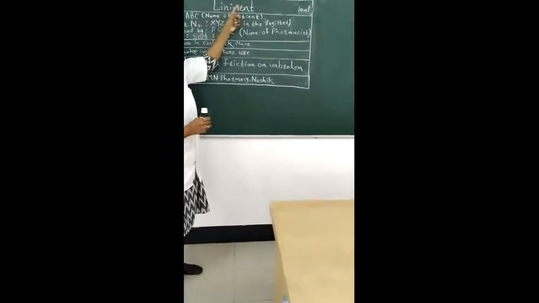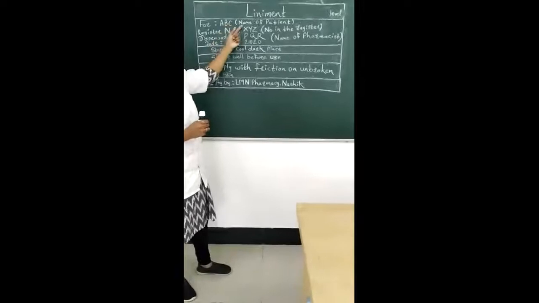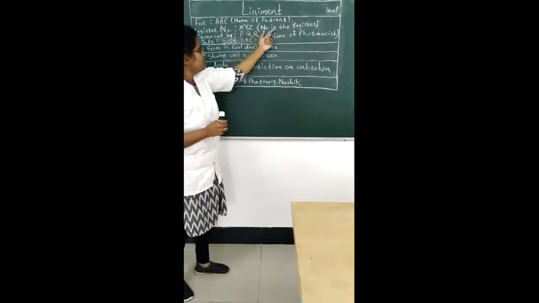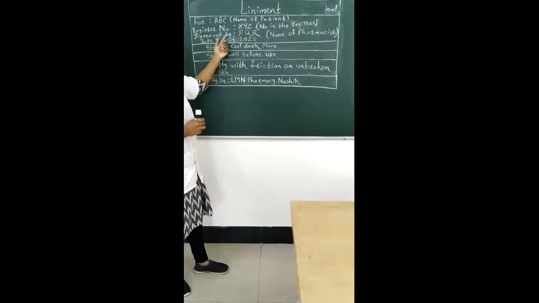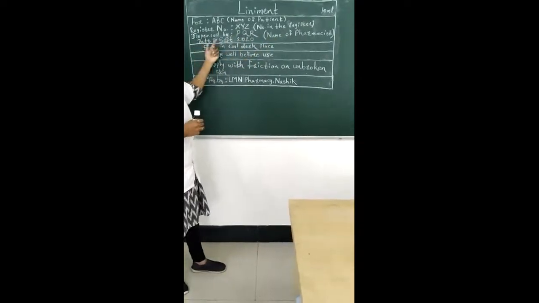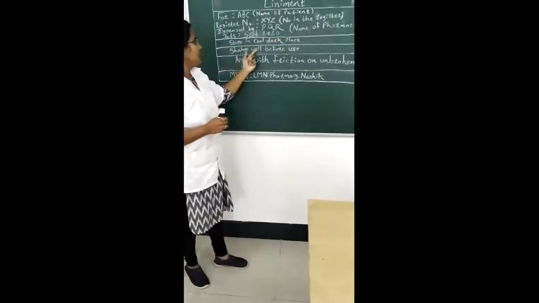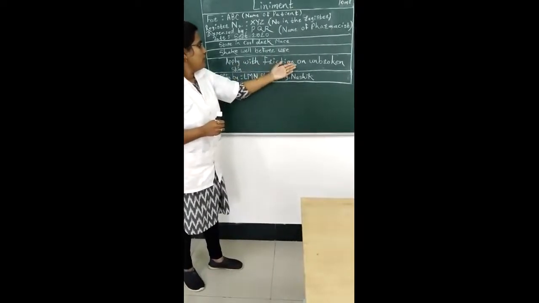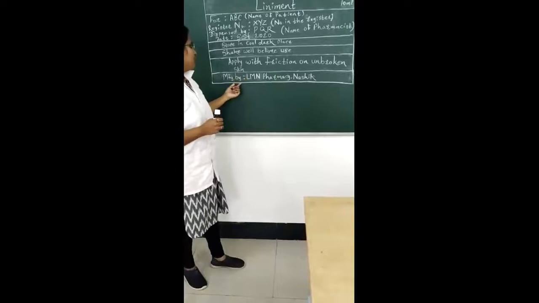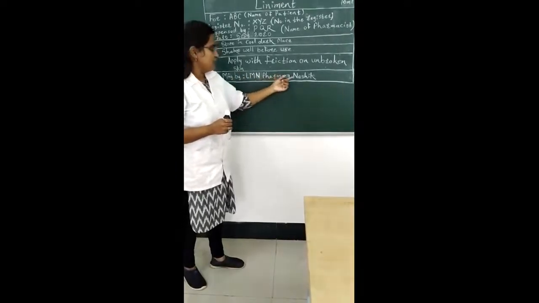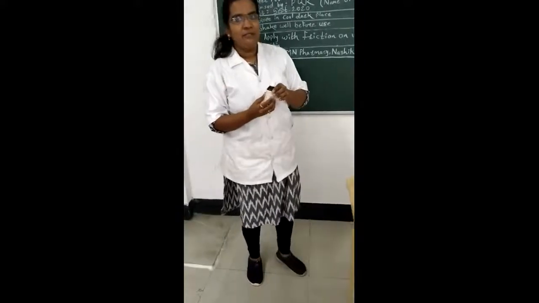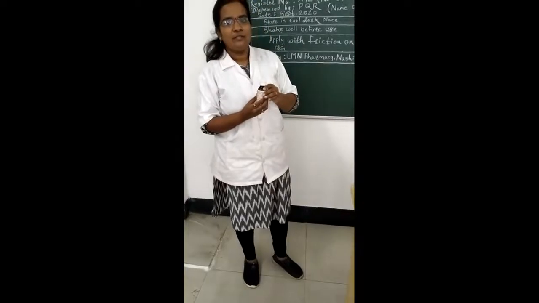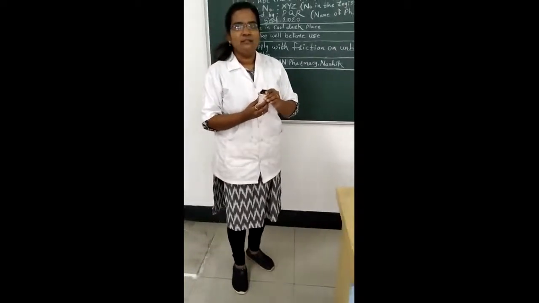Labeling of the formulation, liniment 10 ml. ABC means name of patient, register number, that is the XYZ number given in the register. Dispensed by PQR means name of pharmacist. Manufacturing date September 2020. Storage section with special instruction labeled as shake well before use.